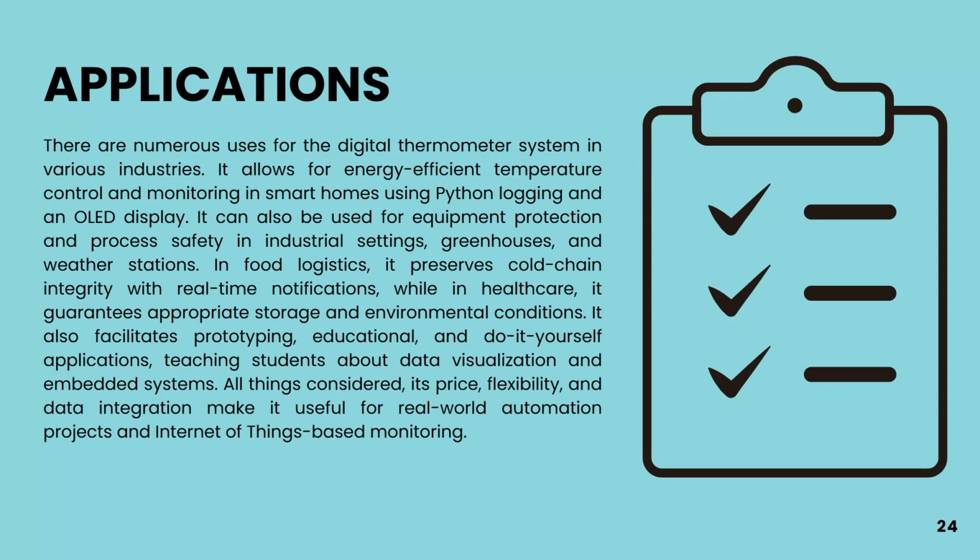All right, for the applications, there are numerous uses for the digital thermometer system in various industries. It allows for energy-efficient temperature control and monitoring in smart homes using Python logging and an OLED display. It can also be used for equipment protection and process safety in industrial settings, greenhouses, and stations.